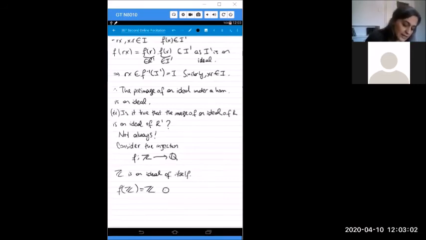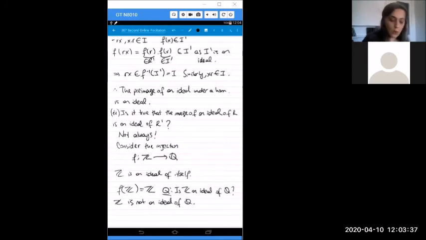Now, the question is, is Z an ideal of Q? With the injection, the image of Z is Z under this injection homomorphism. And as a subset of Q, are the integers an ideal or not? It is not. Z is not an ideal of Q.